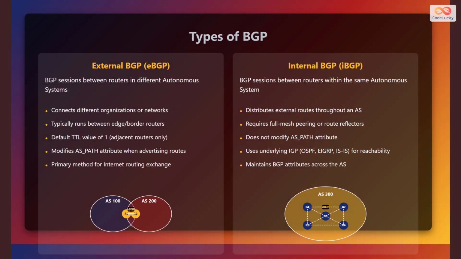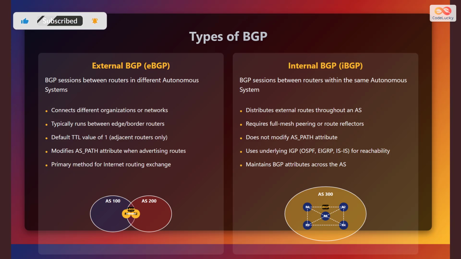There are two main types of Border Gateway Protocol, or BGP: external BGP and internal BGP. External BGP sessions occur between routers in different autonomous systems and connect different organizations or networks. It typically runs between edge or border routers and has a default time to live, or TTL, value of 1, meaning it is only for adjacent routers. It modifies the autonomous system path attribute when advertising routes and is the primary method for Internet routing exchange.